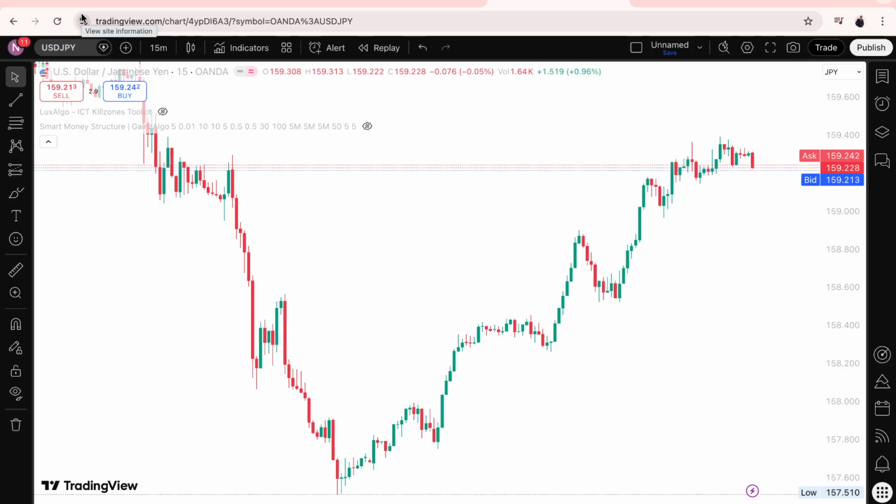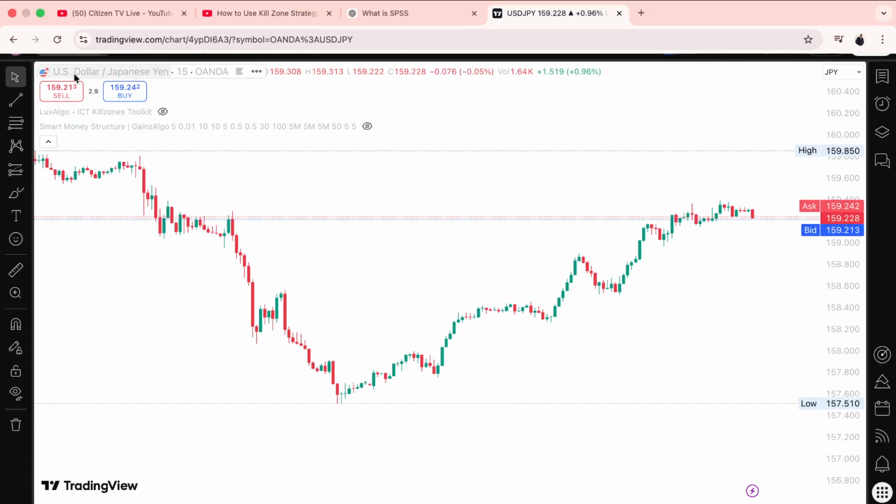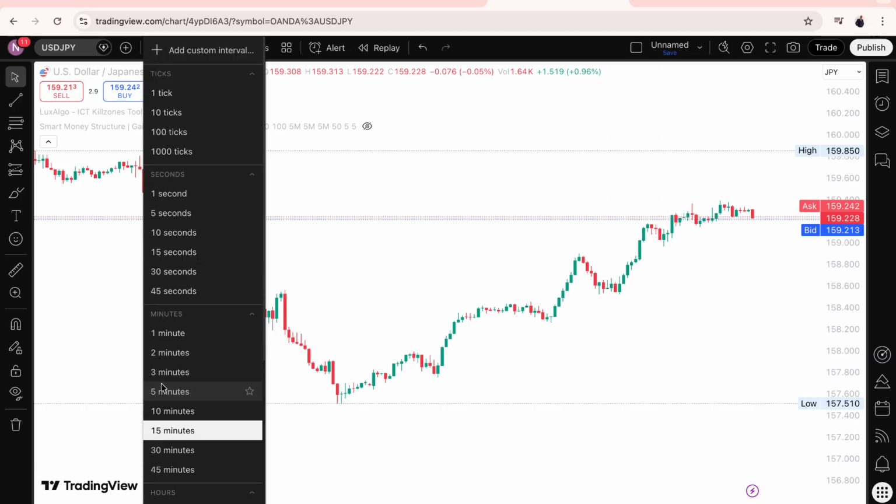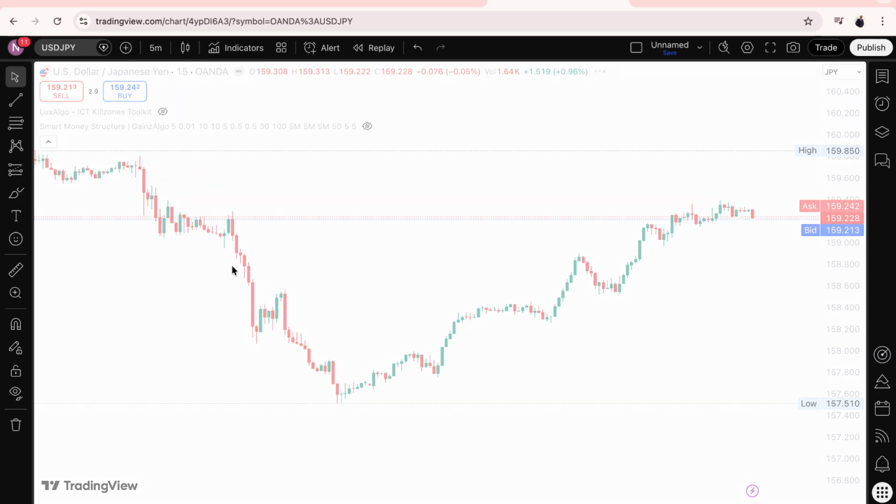So today is Sunday, and the market has closed until tomorrow. All I want to show you is just how this setup works. For example, right now I'm using USD JPY, the US dollar versus the Japanese yen. You can change the time frame. You can use a 5-minute time frame or a 10-minute time frame, whatever you want.